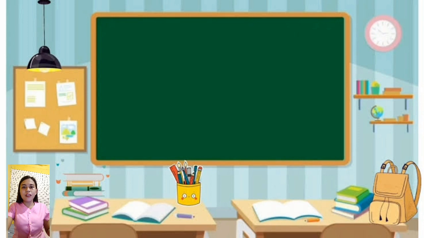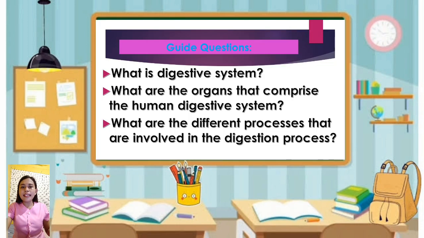Based on the video you've watched and in your activity, I have here 3 questions for you to answer. First, what is the digestive system? The digestive system is a group of organs working together to convert food into energy and basic nutrients to feed the entire body. Very good.